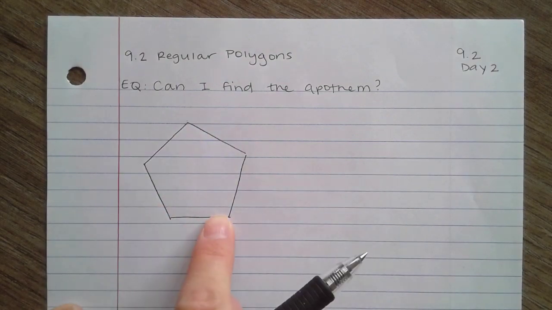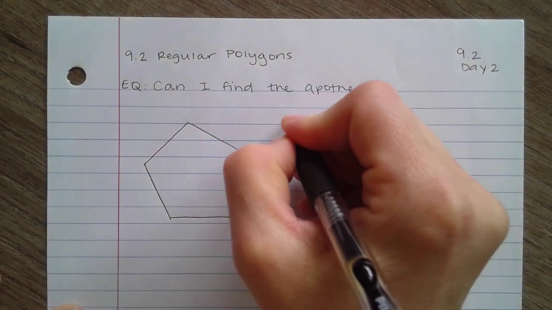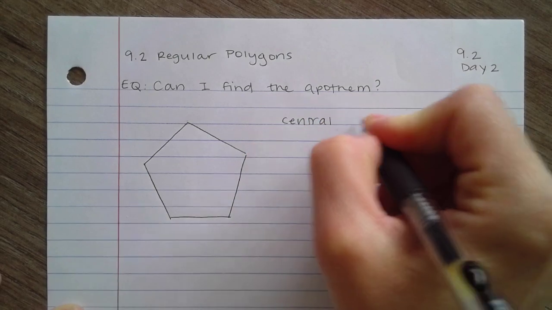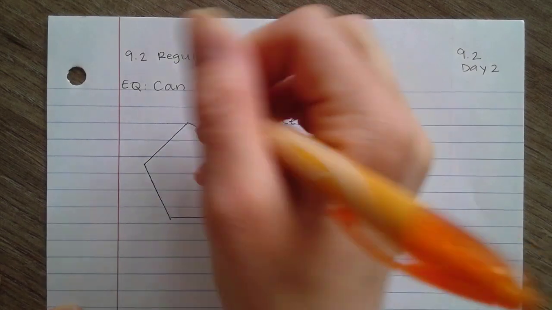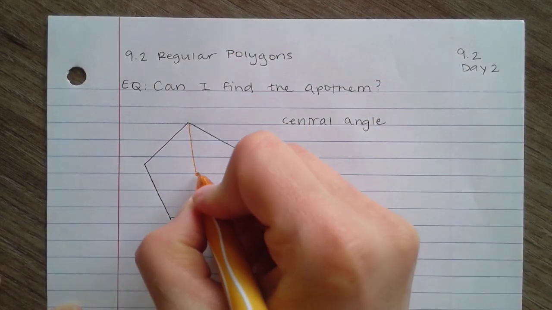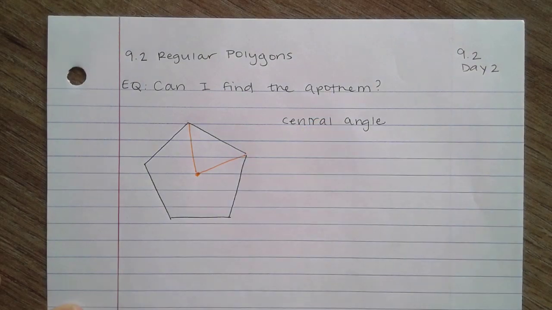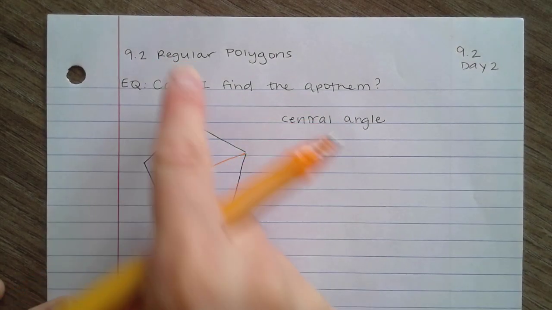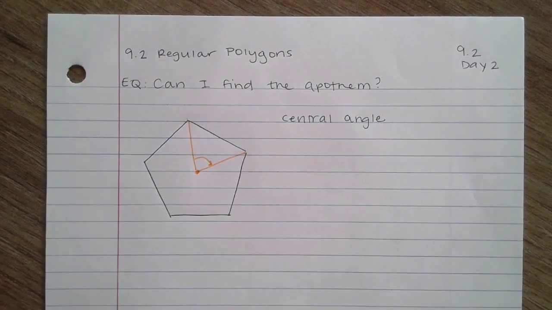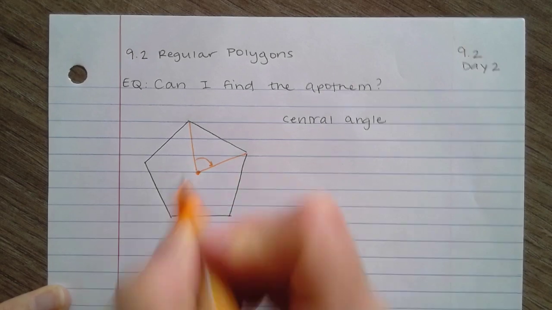So I have this pentagon here, and there's the first thing I want to look for, which is the central angle. I believe we talked about this at some point, and if we didn't, that's all right. A central angle goes from the center to either vertex there. And it's this measurement right there. Now in a regular polygon, all of these segments are going to be congruent or the same, meaning all of those central angles are the same.